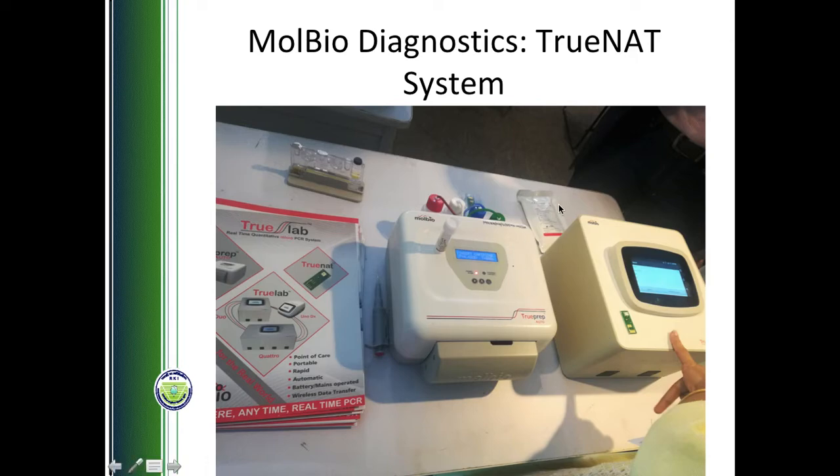The system contains two different machines which are available in a single carry case. The first machine is for the RNA or DNA extraction and purification. So we need to place the sample here. The DNA or RNA is purified and extracted here.